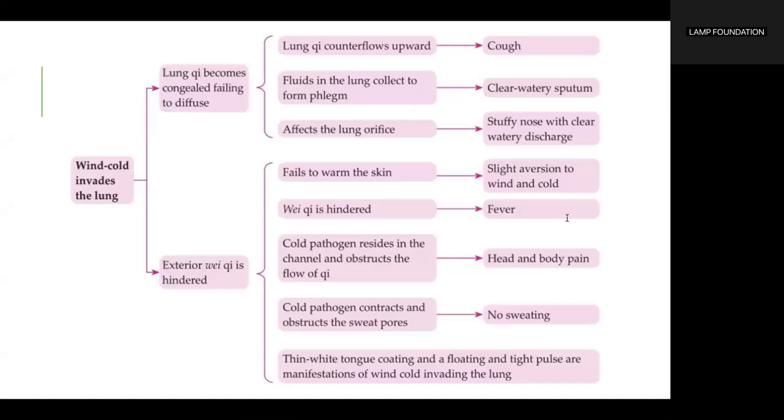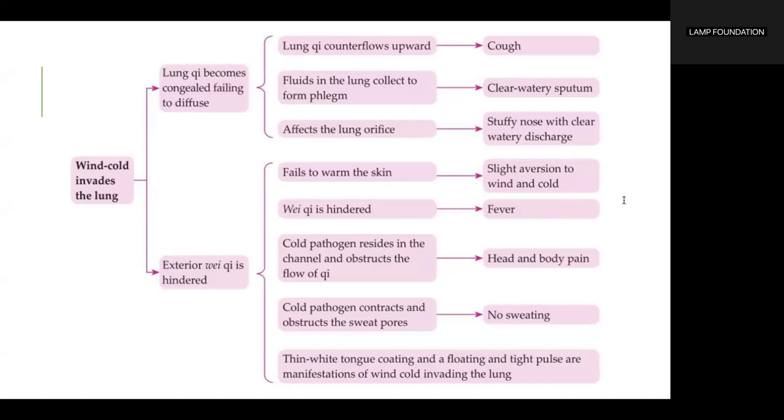Clinical manifestations are cough, clear watery sputum, aversion to cold with slight fever, stuffy nose with clear watery mucus, absence of sweating, head and body pain, thin white coating, and a floating and tight pulse.